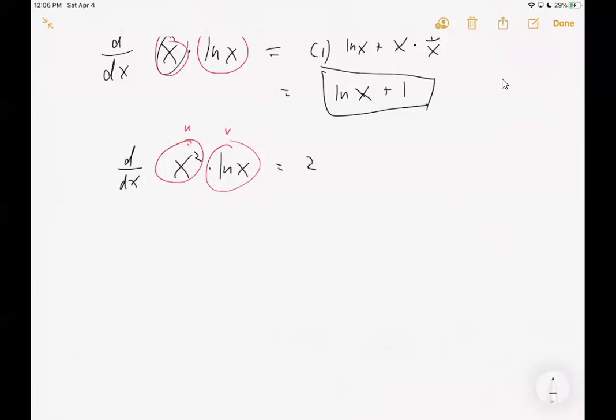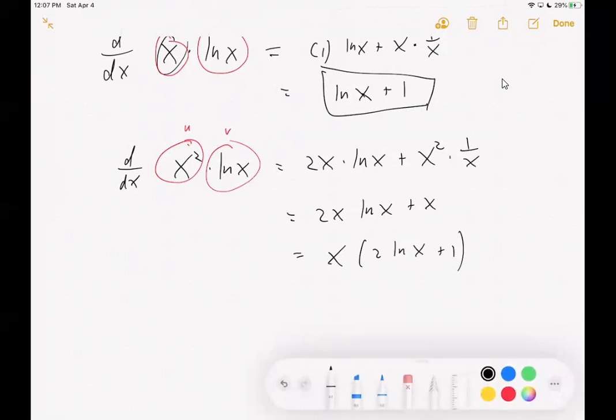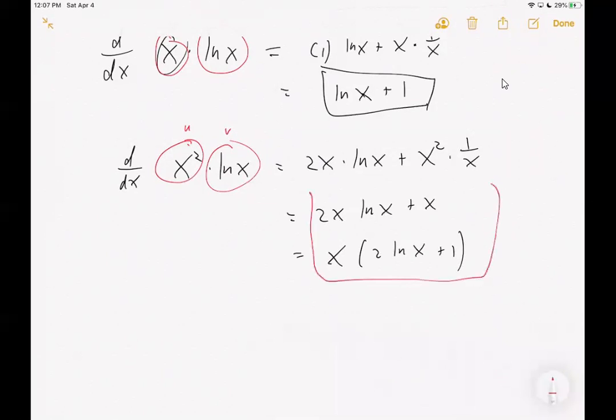Okay, so U prime would be 2x times V plus U, that's x squared, times V prime, that's 1 over x, and this will simplify to 2x ln of x plus x, which a book might list as x times 2 ln of x plus 1. All right, so either of these last two things, either is a correct answer.